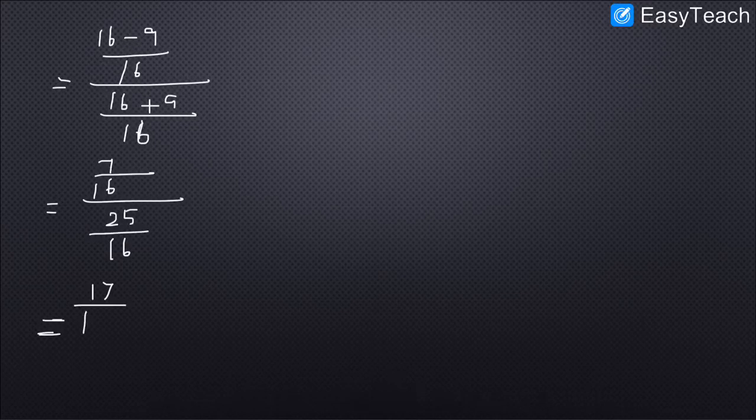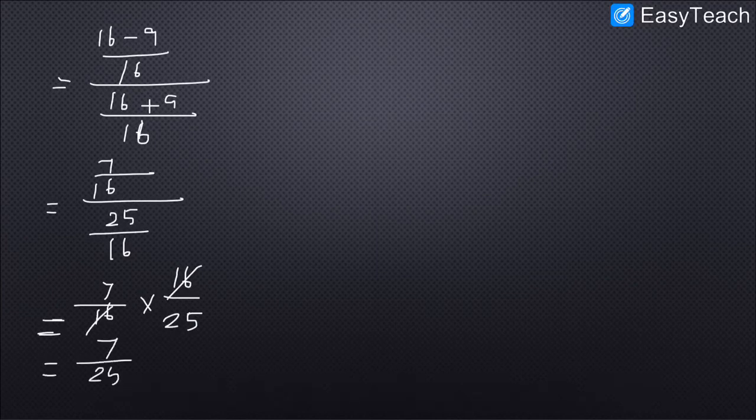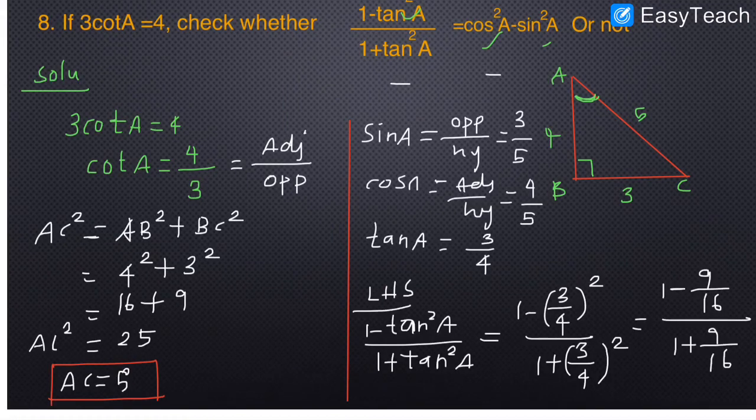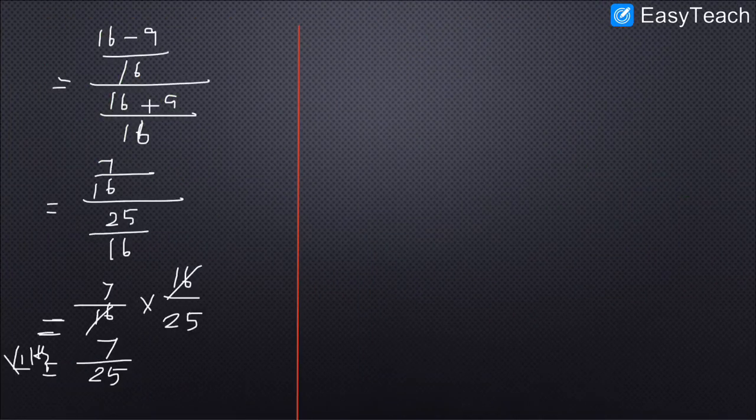So the bottom one will go as reciprocal. So 7 by 16 into 16 by 25. I cancel out these two. So 7 by 25 is the answer. So this is for the left hand side. Next, take the right hand side, which is cos square A minus sin square A.